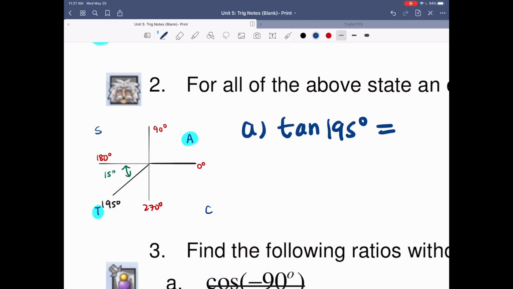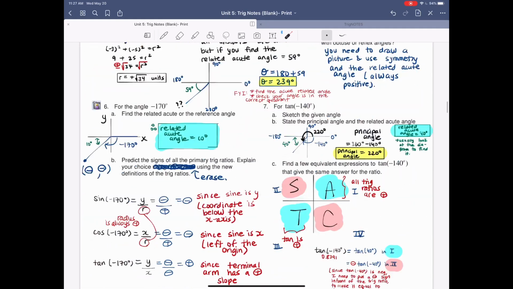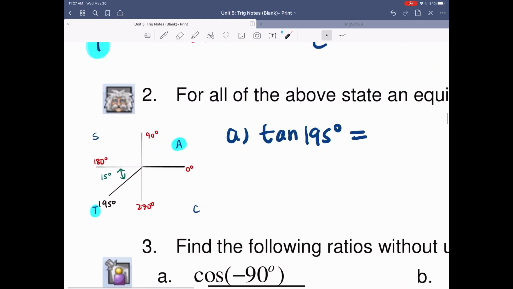Recall from the previous lessons that my sine 160, sine 200, sine 20, sine 340 all gave me the exact same magnitude but different signs. I could use that idea. As long as I'm working with the related acute angle, I just have to properly state the sign and go from there. So let's work this question out. I took a screenshot of the above image and I'm working with that. The easiest first angle that I'm going to indicate is 15 degrees.